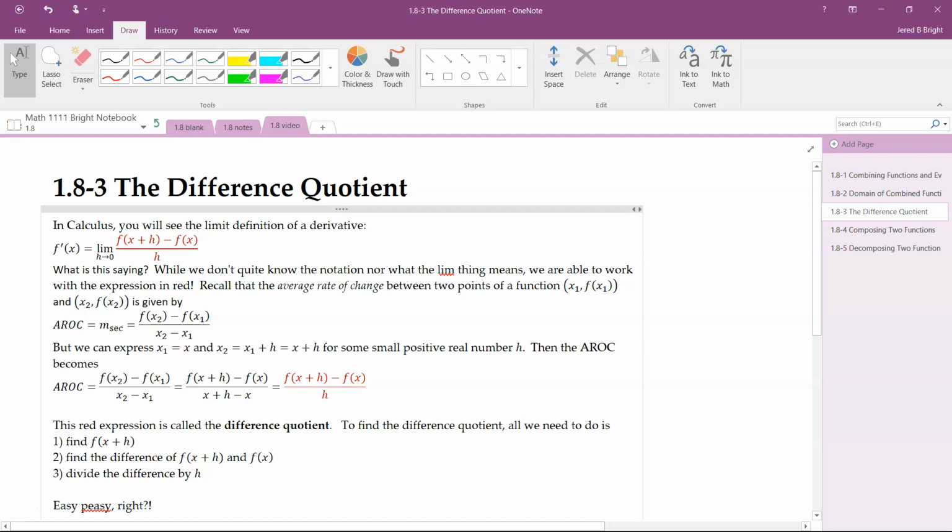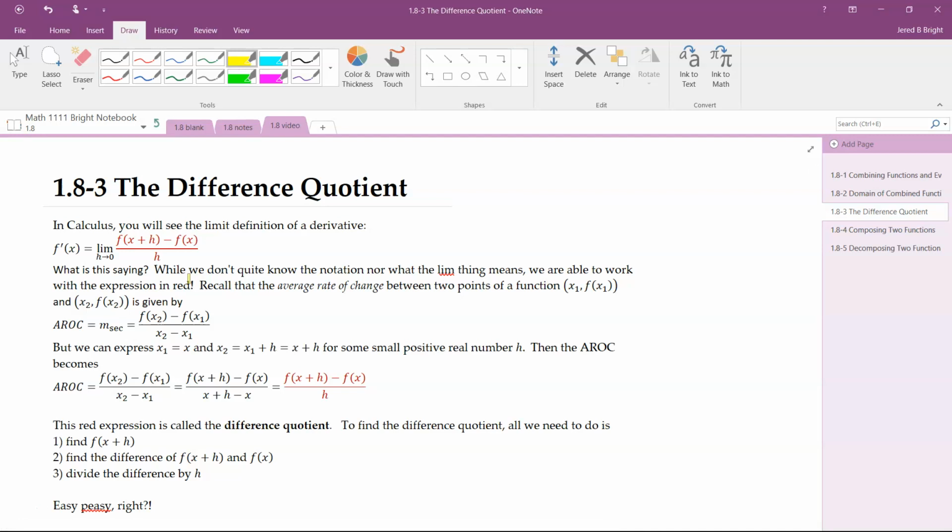So in calculus, you'll see the limit definition of derivative, which we give here, and you look at that and you're like, oh man, calculus is going to be tough. It is actually not too bad once you learn the notation. But here, we don't necessarily know what this f tick of x is, and then there's this lim thing. We don't know what that is, but the expression in red here, f of x plus h minus f of x all over h, we know how to do that. That's function combination, right? That's just subtract the two functions and then divide by another function.